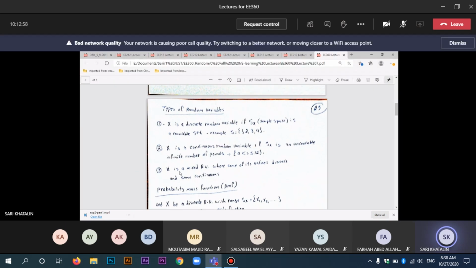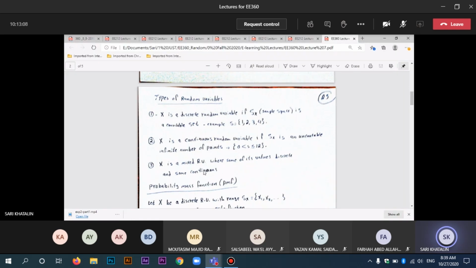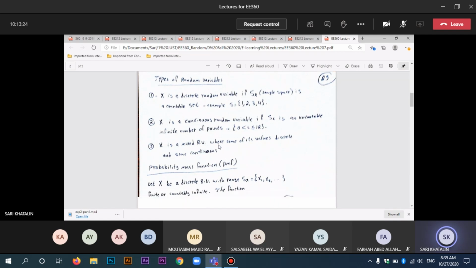And then we have what we call a mixed random variable, where part of the values are discrete and the other part is continuous. It begins as discrete and then continues as something else. Obviously, this one we're not going to focus on much. We're going to focus on the first two, the discrete one, and then we'll talk about continuous.